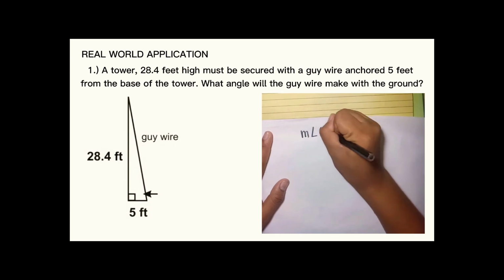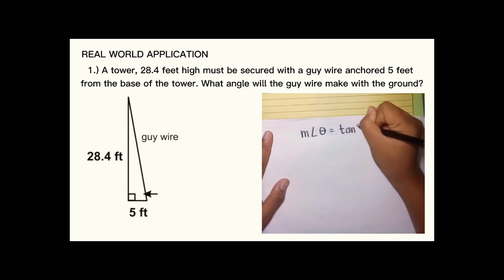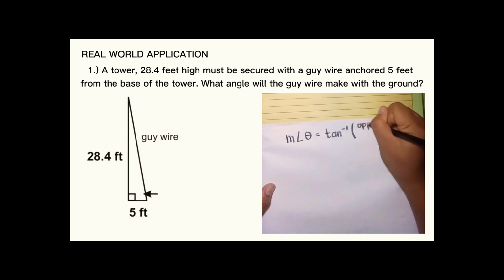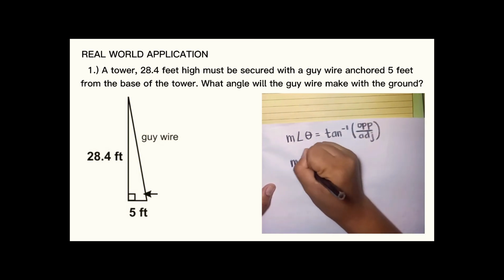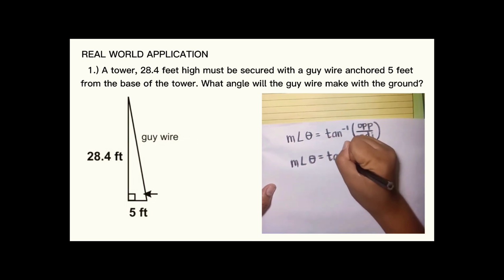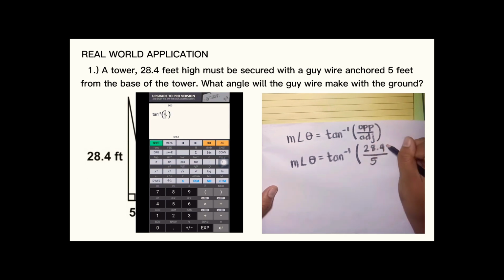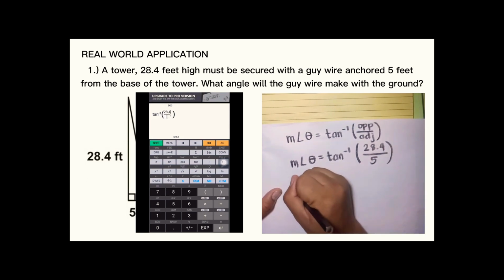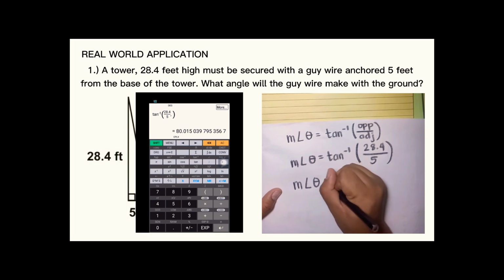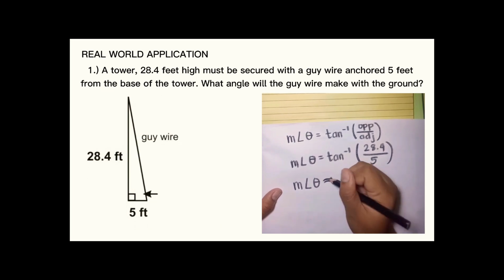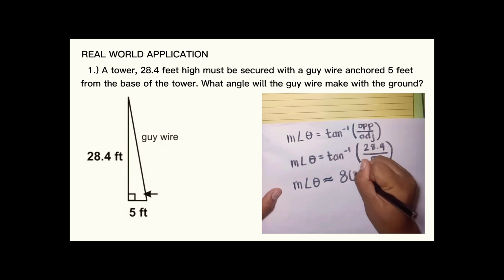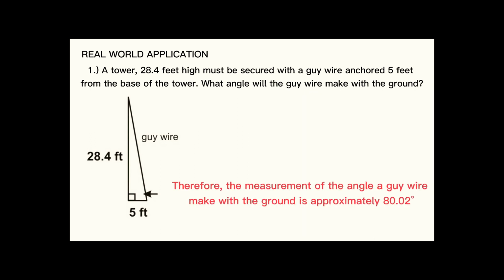Solution. The measurement of angle theta is equal to inverse tangent of opposite over adjacent. The measurement of angle theta is equal to inverse tangent of 28.4 over 5. Let us use a calculator to solve this one. Based on the result, let us use 2 decimal places. Therefore, the measurement of the angle the guy wire makes with the ground is approximately 80.02 degrees.